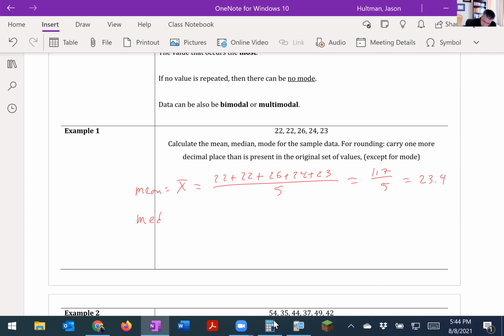The median is the middle number. In order to get the median, I have to put these in order. They're not in order. 26 is not the median here. So I have to put these in order from smallest to largest. That's 22, 22, 23, 24, and 26. So the median is 23. Let me box my answers. And the mode, which number occurs the most often? That would be the 22, and that's the mode.